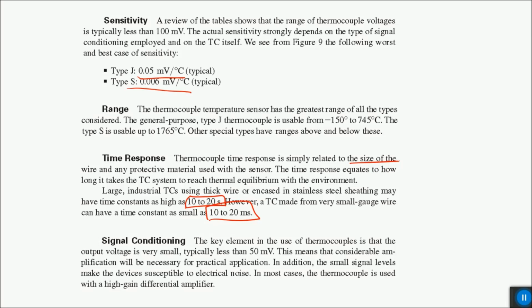Then coming to the signal conditioning, that is the key element in the use of thermocouples, because the output voltage is very small, as we discussed earlier, and is very prone to noise. We have to be very careful while designing the signal conditioning circuits.